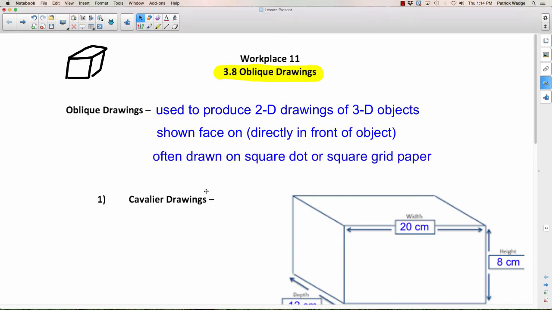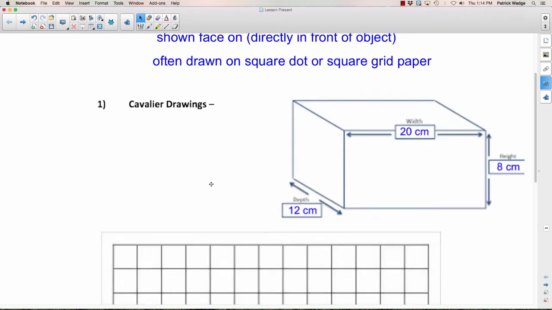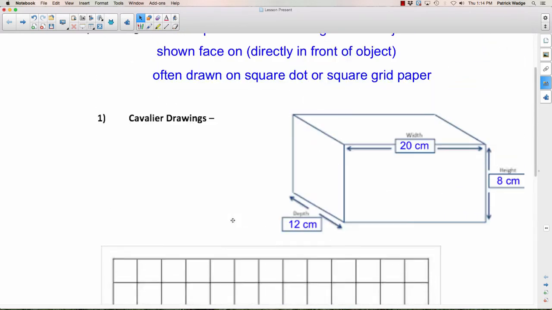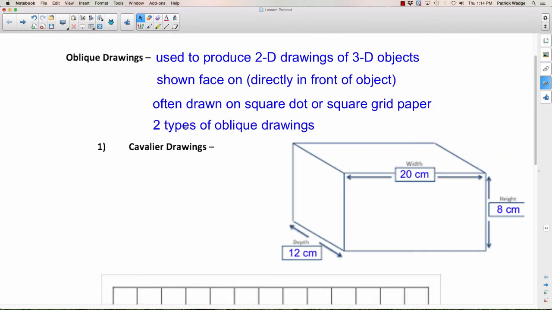They're often drawn on square dot or square grid paper. I'm going to use some square grid paper here. And is that it? Oh, there's two types. The first type is called Cavalier, and the second type is called cabinet drawing. So let's take a look at Cavalier first.